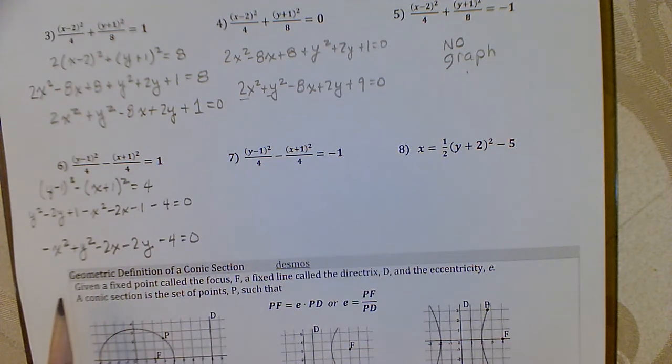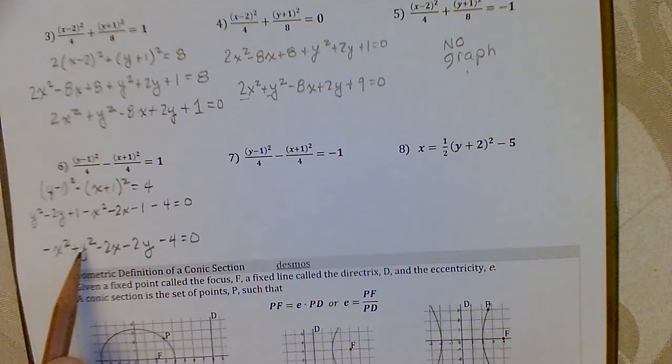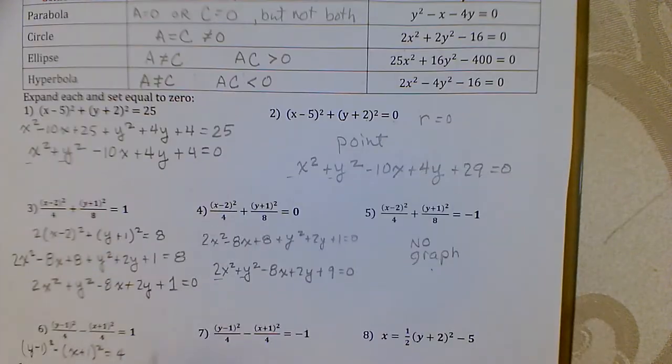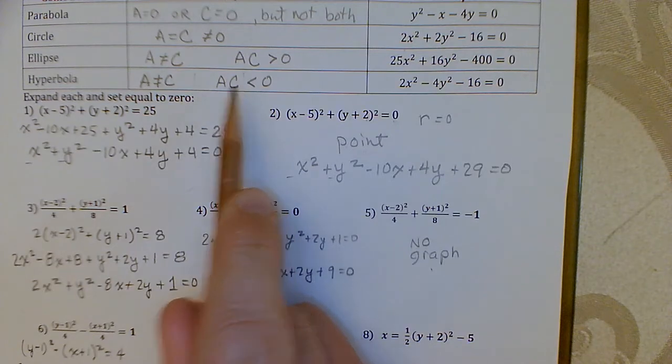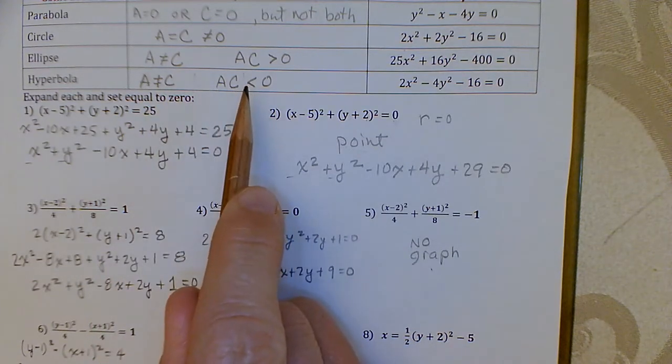So again, here you can see that the A and the C, the magnitudes are the same, but the product of A and C is negative, which is what we'd expect here, right? They're clearly going to be different, but they have to be opposite signs.